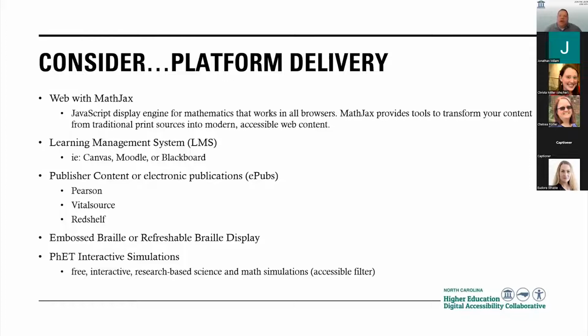You might also have e-publications from your publishers, whether it's Pearson. Vital Source is very common. Pearson puts a lot of their titles, so does McGraw-Hill, in EPUB readers, EPUB platforms such as Redshift. They also have a lot of accessible STEM content that's available in their systems. You might have the output, as I mentioned just a second ago, an embossable Braille, refreshable Braille display.